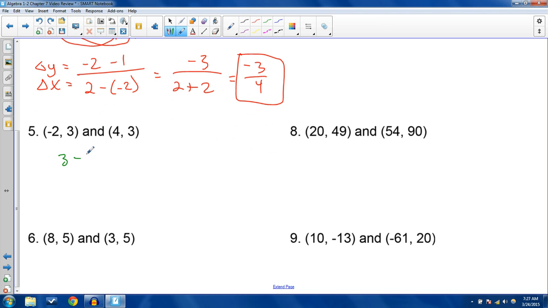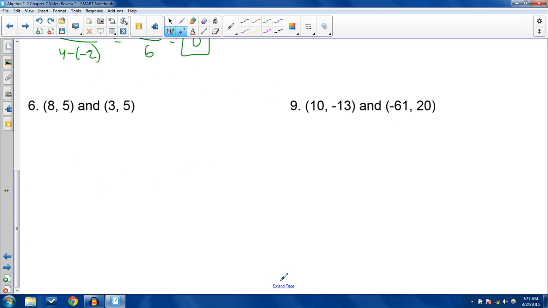Again, I'm going to do 3 minus 3. I'll do the top, delta y over delta x. Let's do 4 minus -2. Remember, you subtract. To find the difference between two things, you must subtract. Even though I'm subtracting a negative number, I will then be adding, 0 over 6, right? 4 minus -2 is positive 2. That is 0.